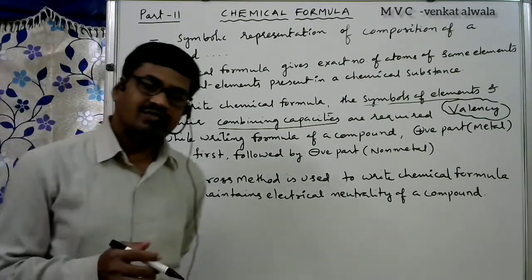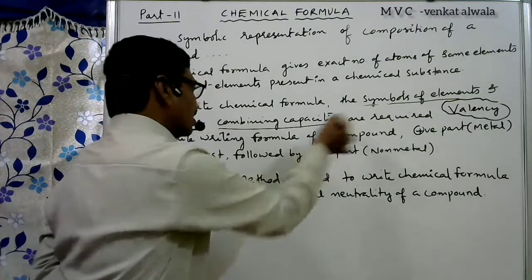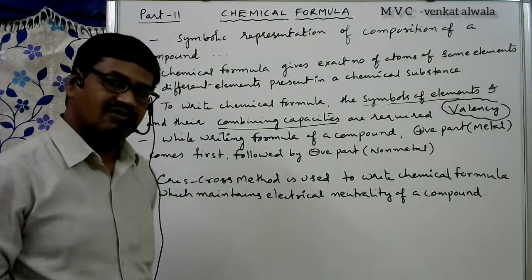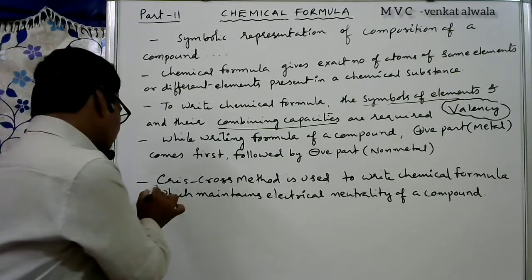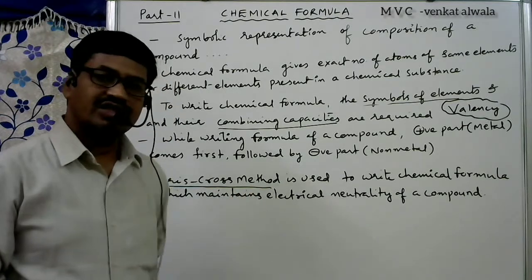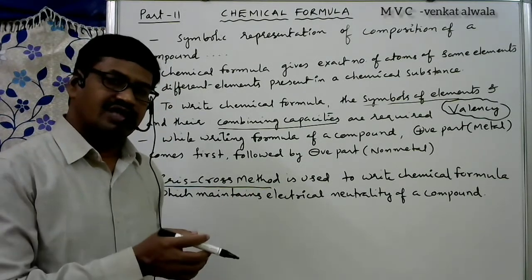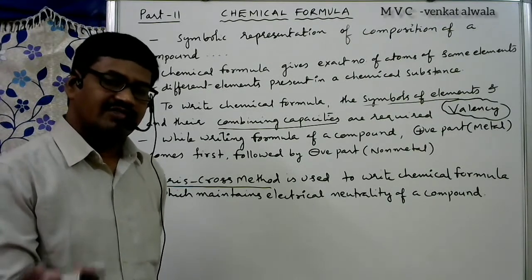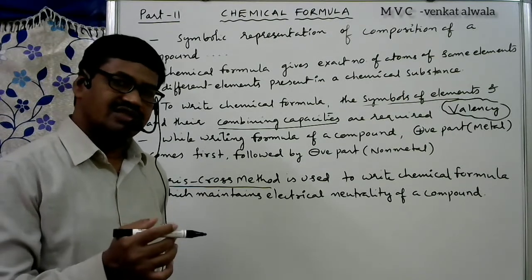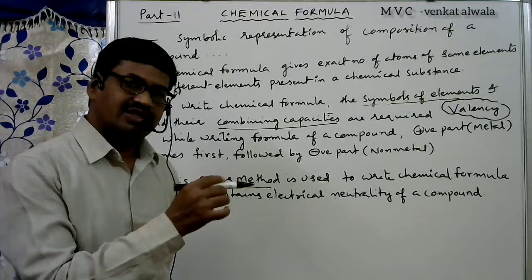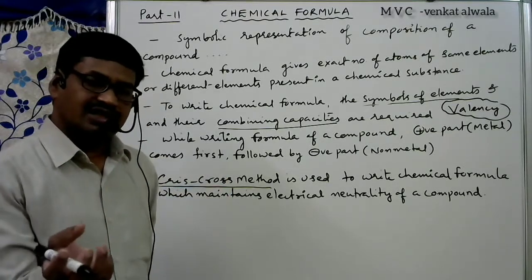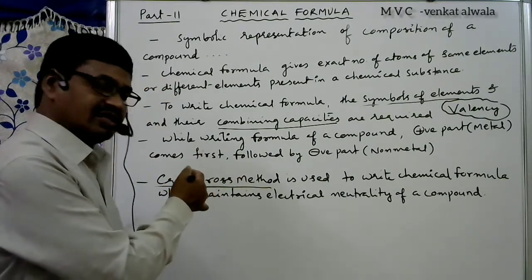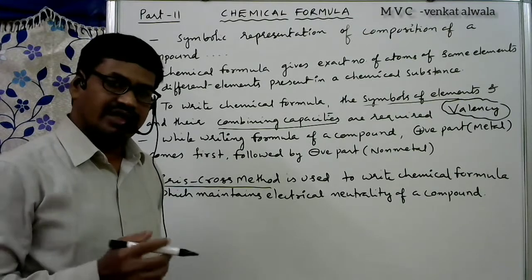Then how do we write the chemical formula after fulfilling these requirements, the symbols of elements and their combining capacities or valencies? We have to use the crisscross method. The valency of one element should be written as the subscript of the other element. Means in the crisscross, the valency of one element is nothing but the number of atoms of the other. If I explain it while writing, you can get clarity on how to write by the crisscross method.